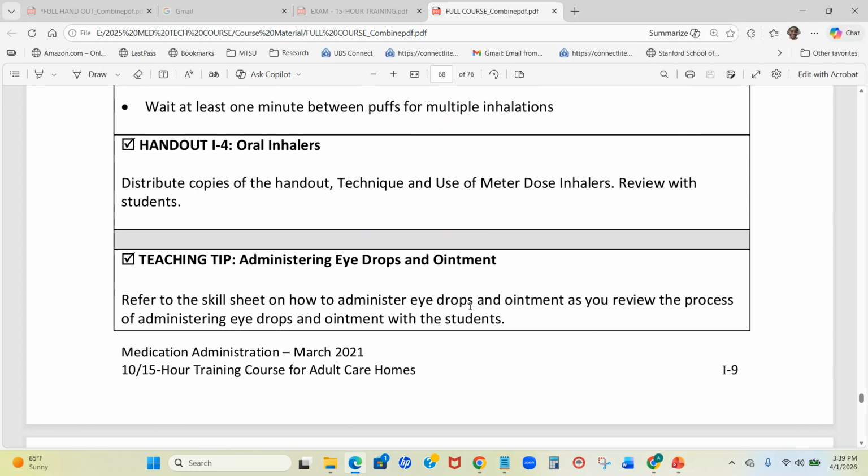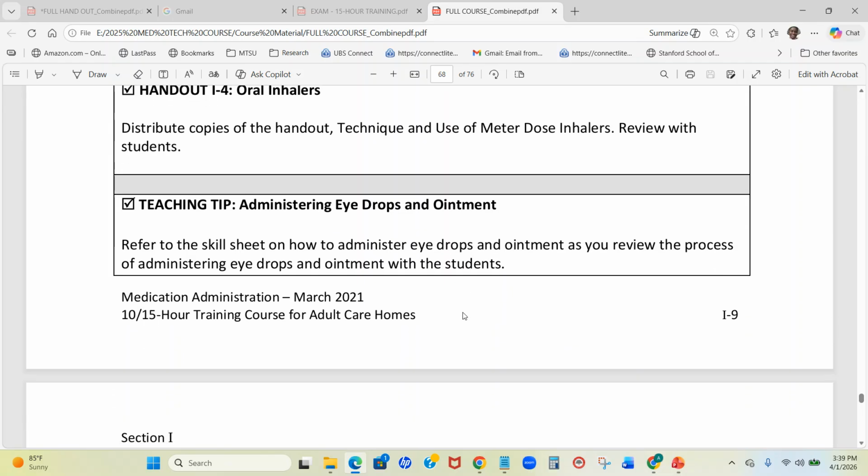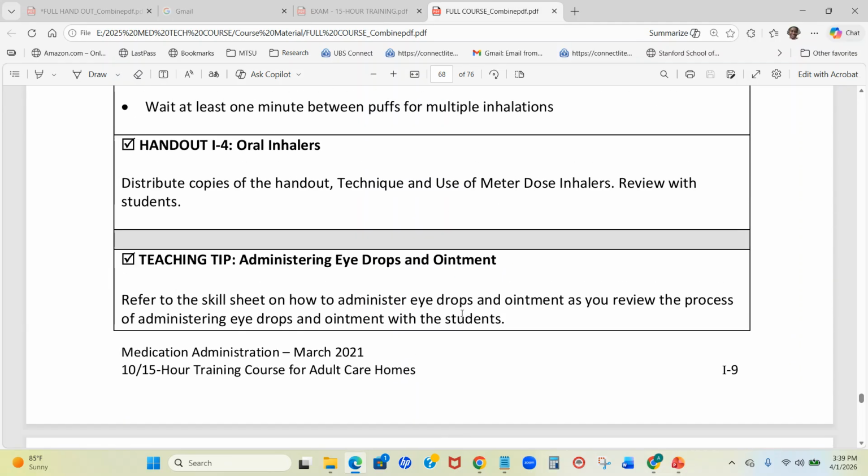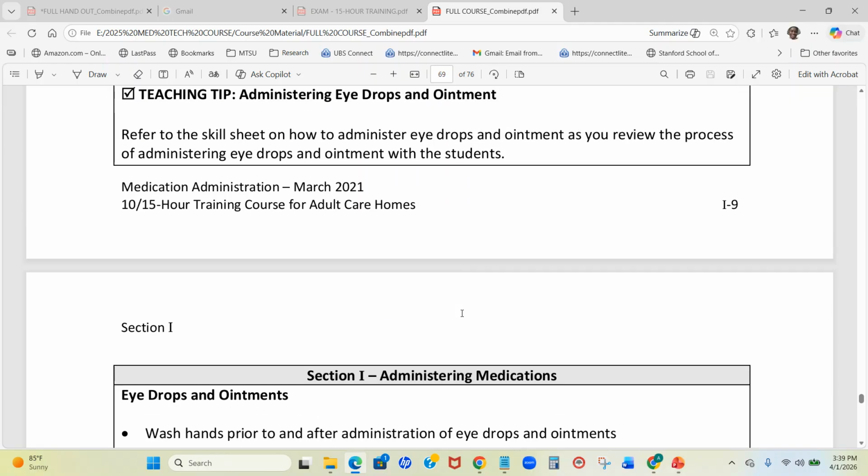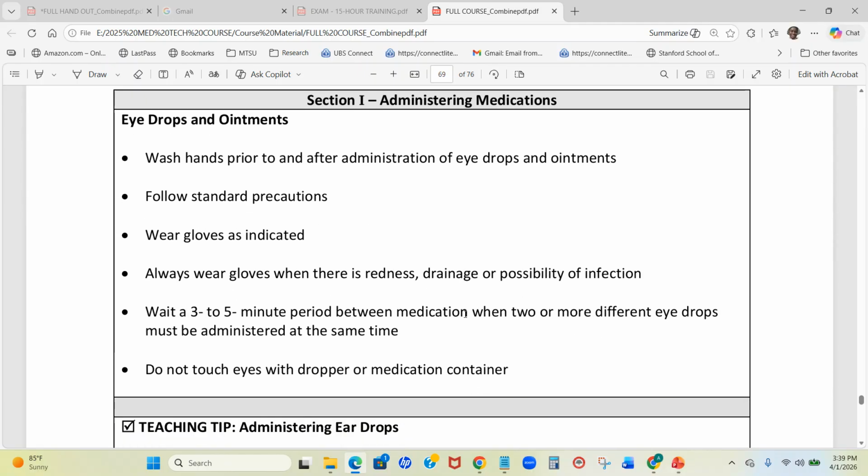Okay, so we will do the demonstration in the lab when we meet. We have the eye drops and ointment. Wash your hands prior to and after administration of eye drops and ointment. Don't say, oh, but I didn't touch the eye. Always wash your hands. Wear gloves. Okay, wear gloves.